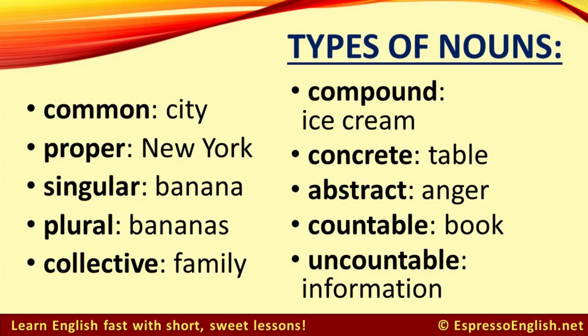So our 10 types of nouns are common nouns like city, proper nouns like New York, singular nouns like banana, plural nouns like bananas, collective nouns like family, compound nouns like ice cream, concrete nouns like table, abstract nouns like anger, countable nouns like book, and uncountable nouns like information.